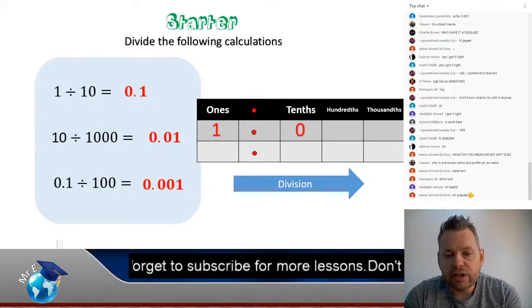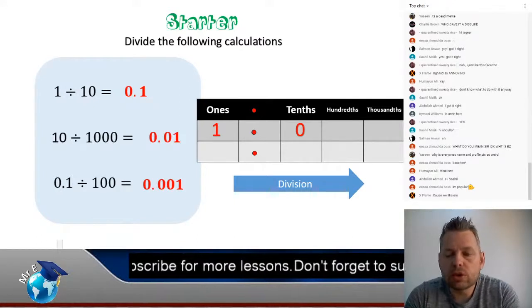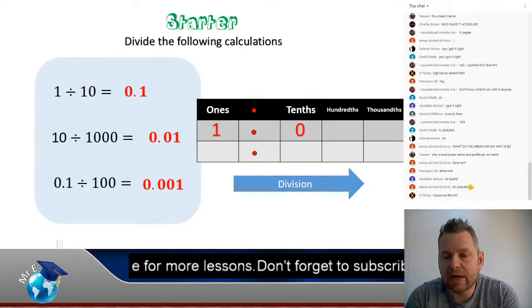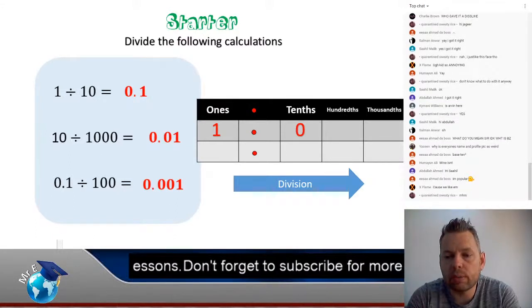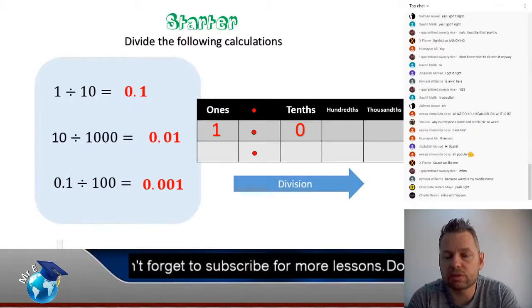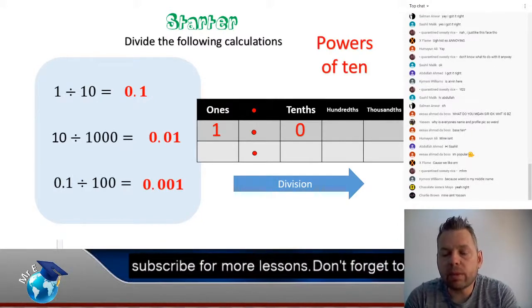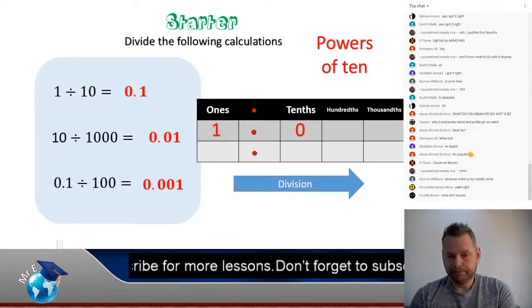What we do know about division is if we're dividing something, we're making the number smaller. So the number that was once larger becomes smaller. It means if it becomes smaller, we are going to the right of our place value grid, and we're going in powers of 10.